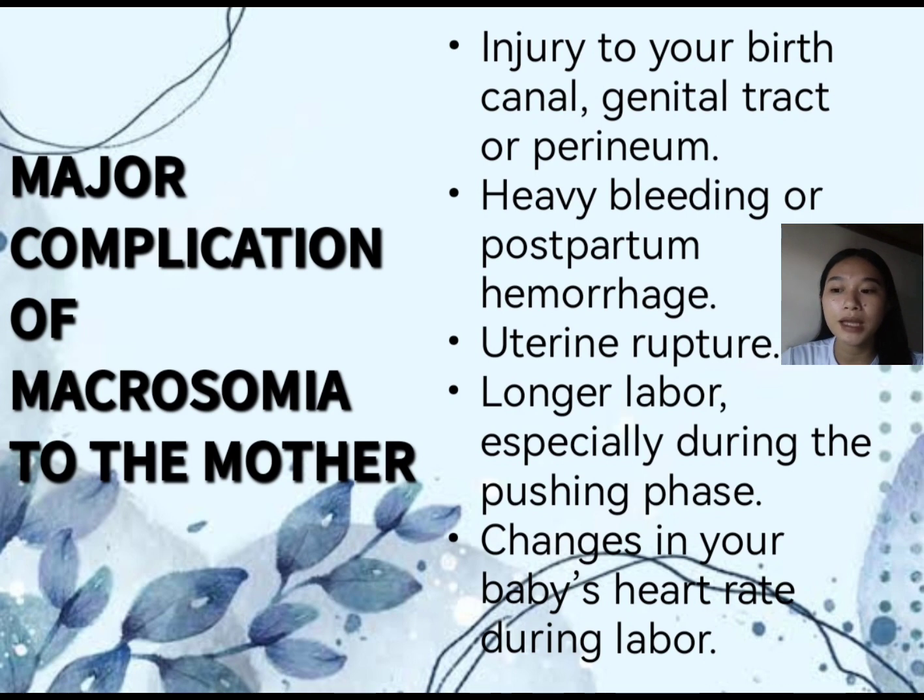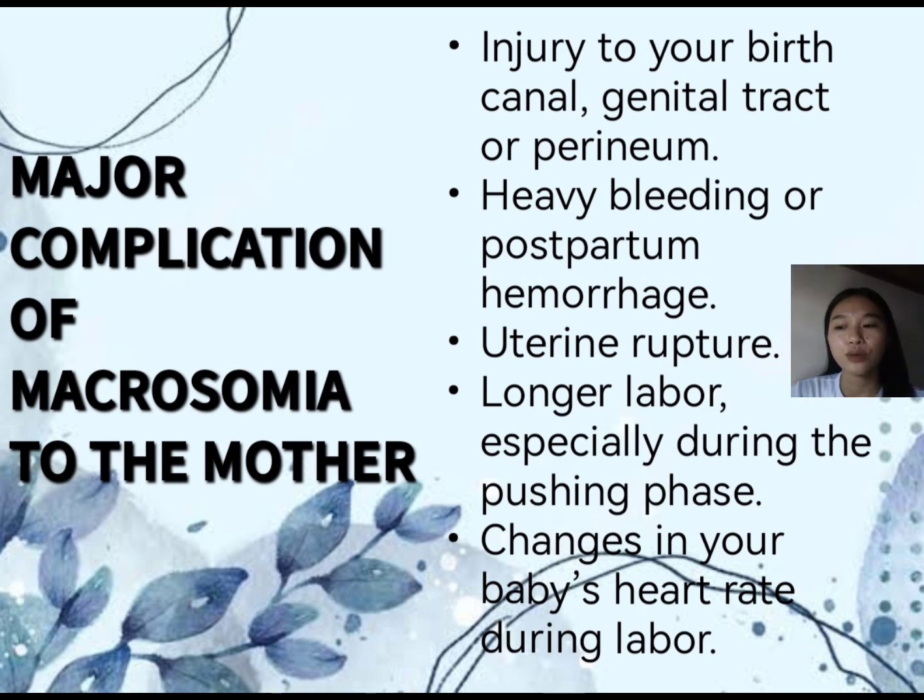Next, we have the major complications of macrosomia to the mother. First, we have injury to your birth canal, genital tract or perineum, heavy bleeding or postpartum hemorrhage, uterine rupture, longer labor especially during the pushing phase, and also changes in your baby's heart rate during labor. So those are the complications that we should always know and be careful about, and always check the baby's weight so that, at the end of the day, when we go through labor and give birth, we will not experience macrosomia.